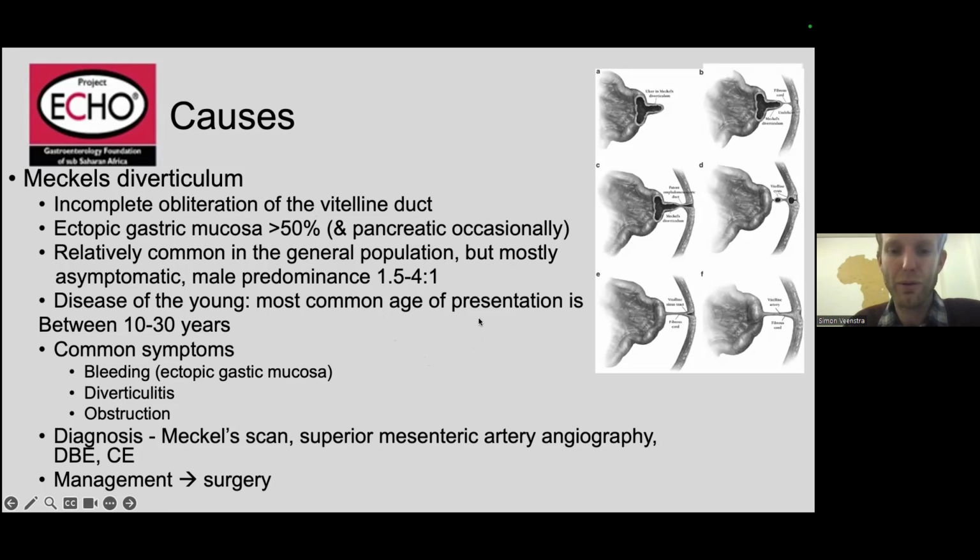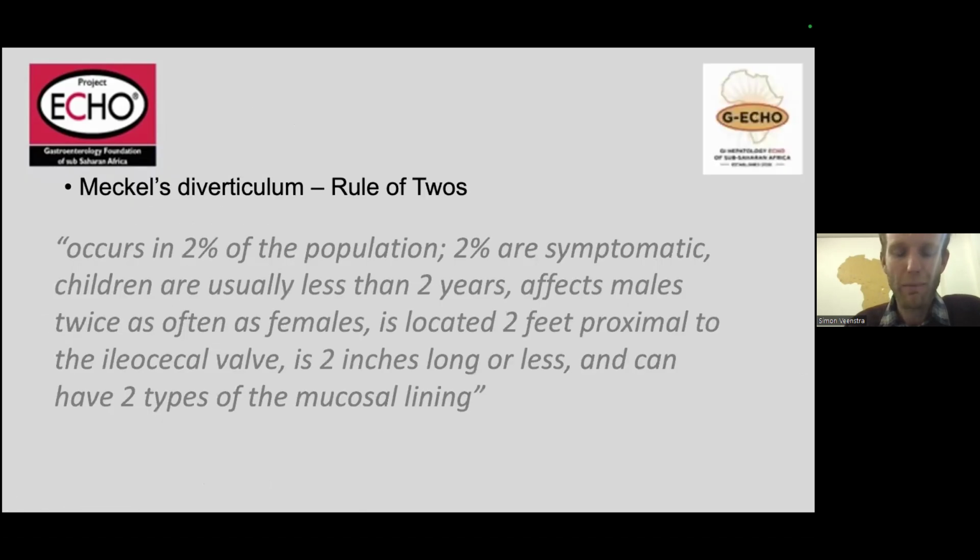It's most common in the young, so in your first to third decade of life is the most common age of presentation. Other than bleeding, diverticulitis and obstruction can also occur. Diagnosis is via Meckel's scan, which we discussed earlier, and dedicated SMA angiography, or double balloon or capsule endoscopy. And management is generally surgical. And I'm sure you all remember the rule of twos from med school.